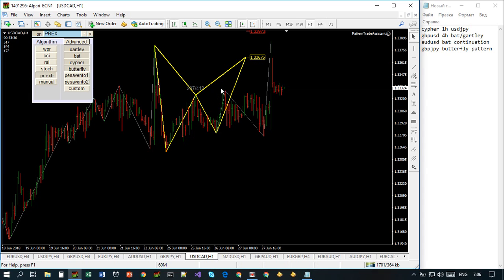So as far as the bad pattern goes, I dislike this choppy movement within this C to D leg. They are, for me, most likely a continuation. So just imagine this situation, what you have.